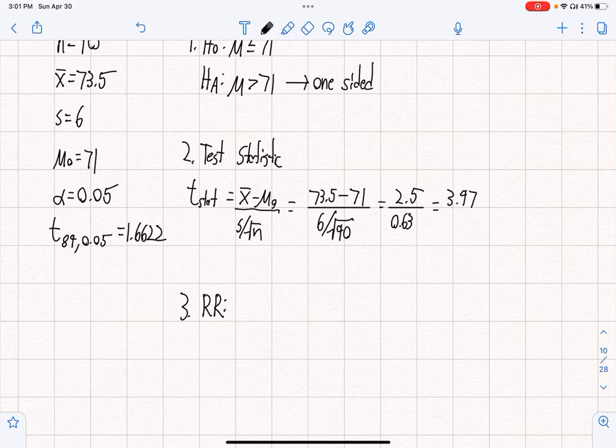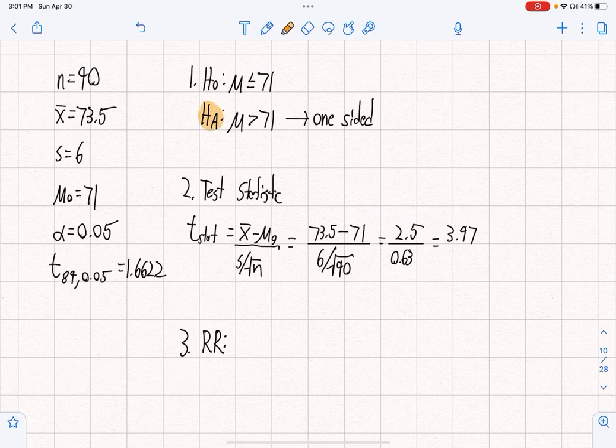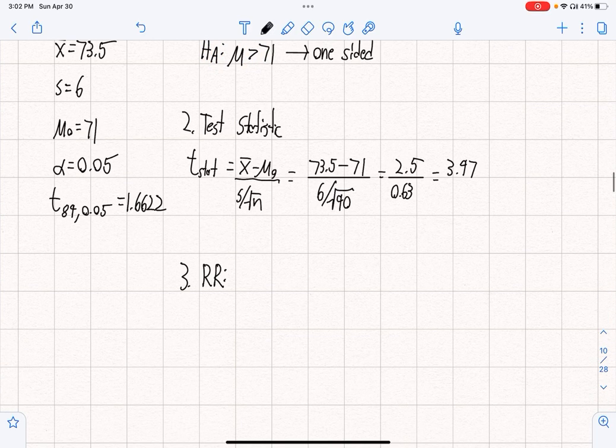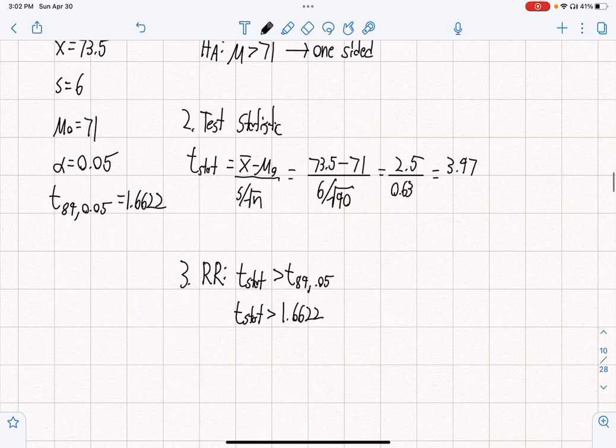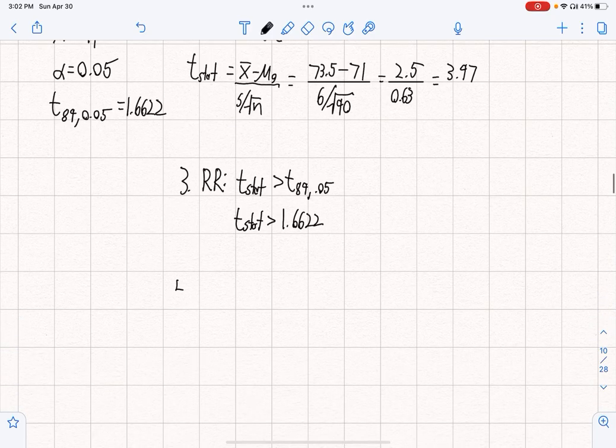Okay, so the rejection region. Recall the rejection region is always going to follow from the alternative hypothesis. So notice this is greater than, which means the rejection region will be greater than a positive value. So that means this will be T stat greater than our critical value of t, t 89, 0.05. So let's just plug in. That would be T stat greater than 1.6622. So we will reject the null hypothesis if the T stat is greater than 1.6622. Okay, so let's now form our conclusion.